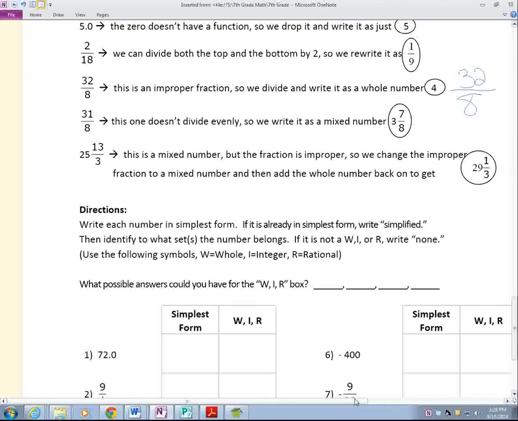Next we have 25 and 13/3. This is a mixed number, but the fraction is improper. So what we do is we change the improper fraction to a mixed number, and then add the number back to what you get, which is 29 1/3.